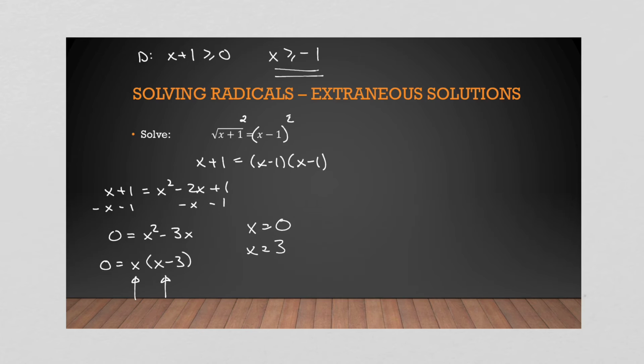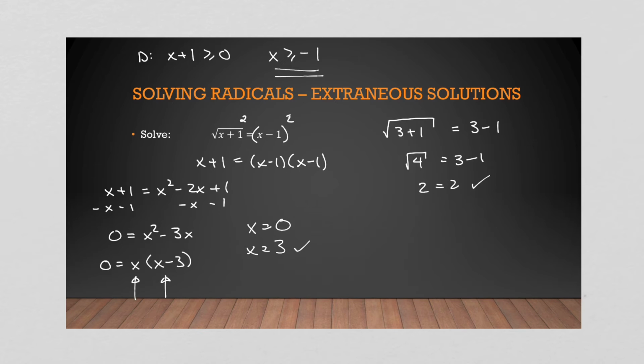What we have to do is take our original equation, plug in our solutions and see if it stays true. So if x is 3, 3 plus 1, and then 3 minus 1. So 3 plus 1 is 4. The square root of 4 should be equal to 3 minus 1. 2 equals 2. Yes. So that is a solution in fact.